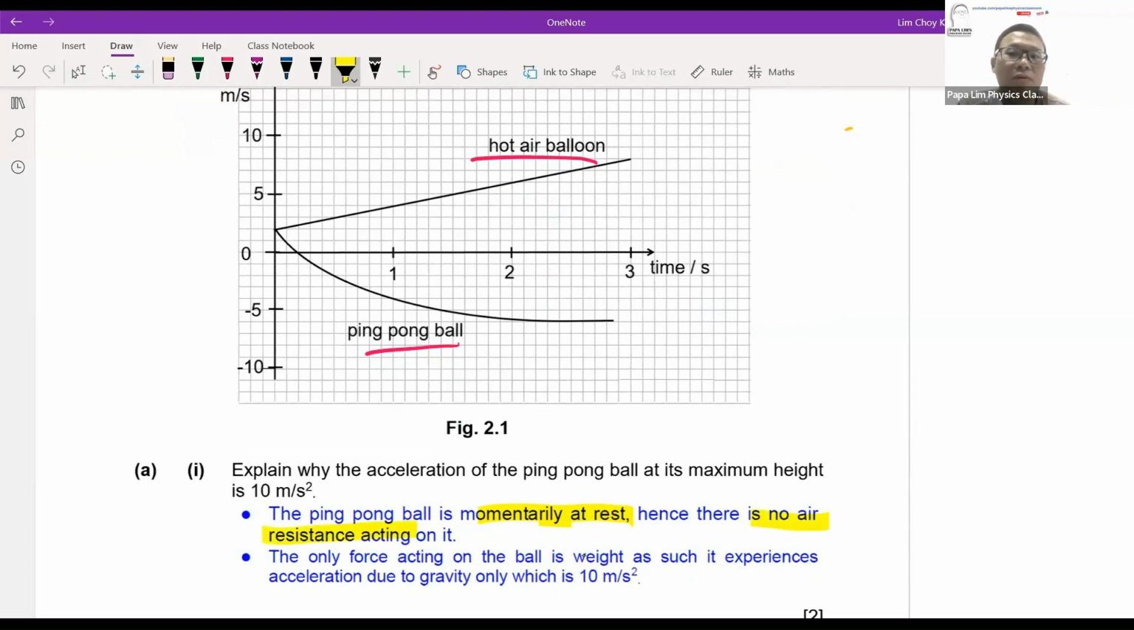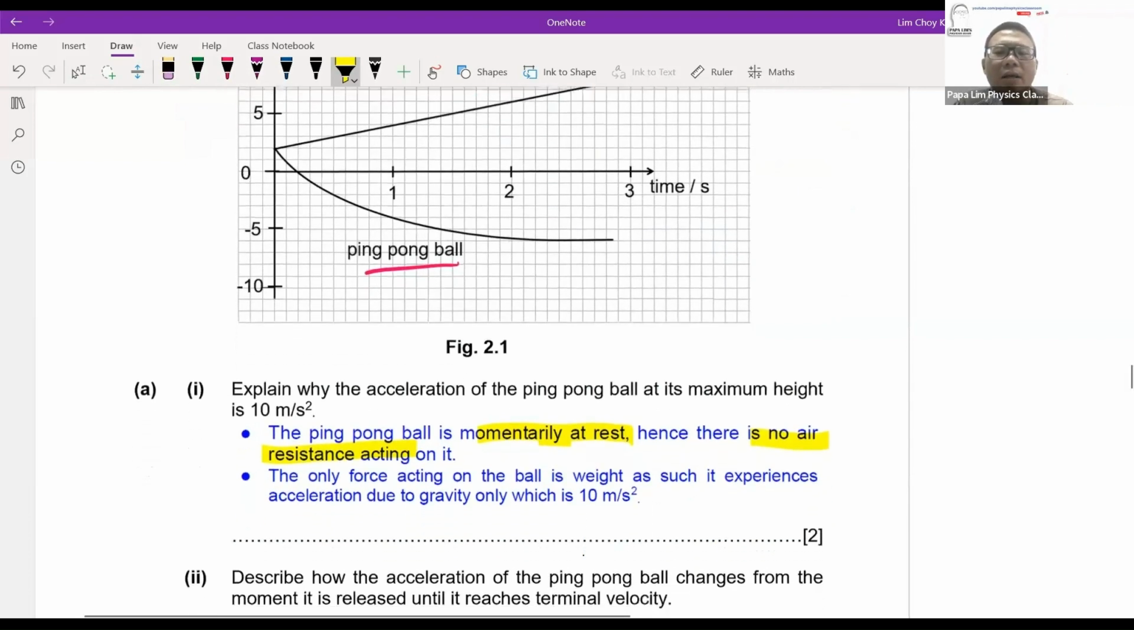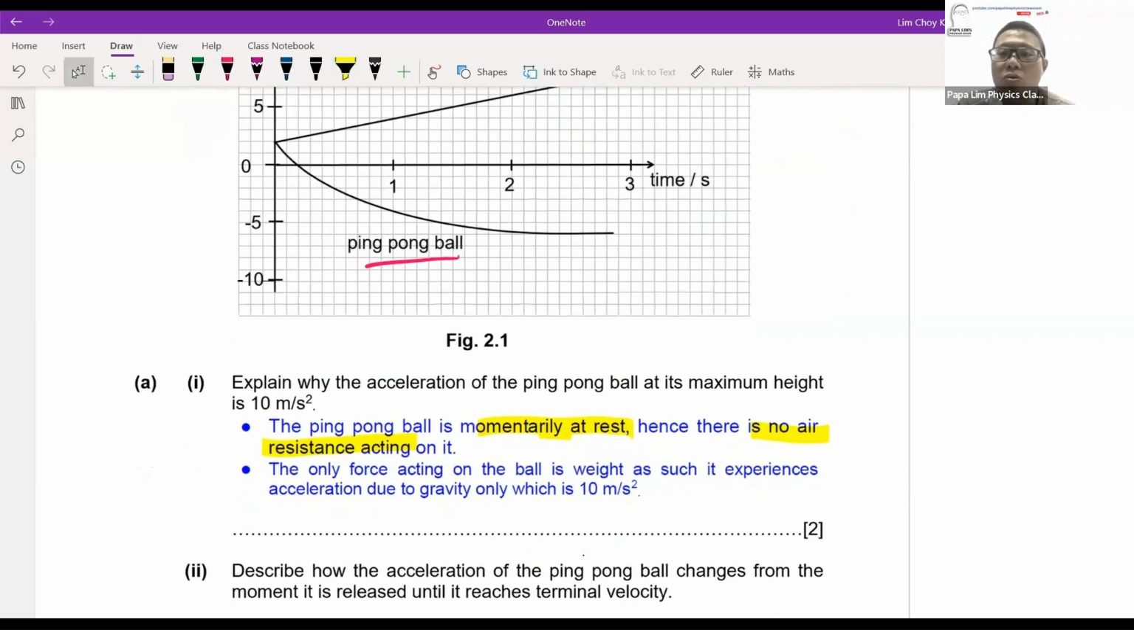Here, students, you have to take note: every time when we deal with air resistance, I always remind the students to take note of the fact that air resistance and speed are related. The faster you move, the bigger is your air resistance. So now in this case, you will have negligible speed, or you're momentarily at rest. You'll find that my air resistance will actually be 0 now.